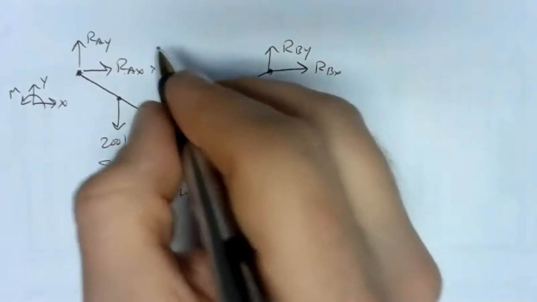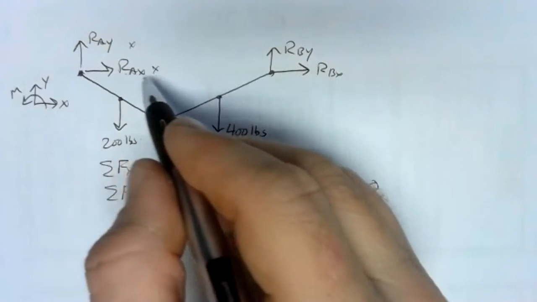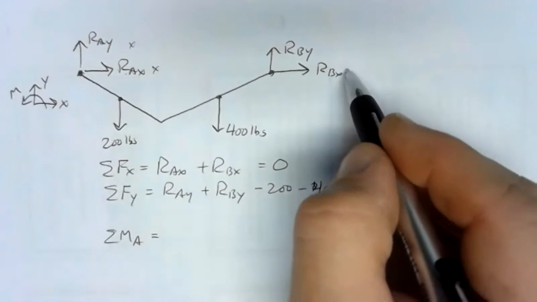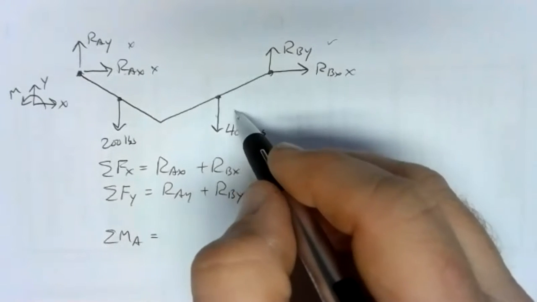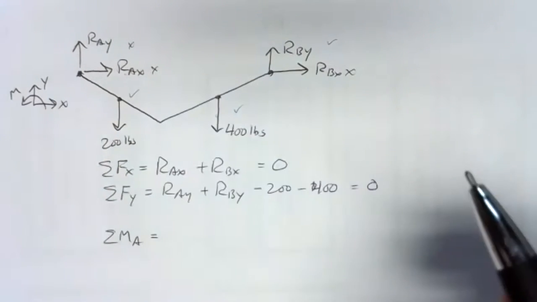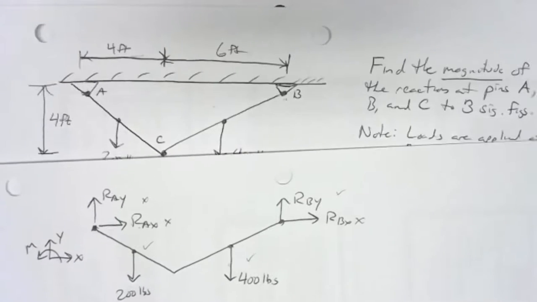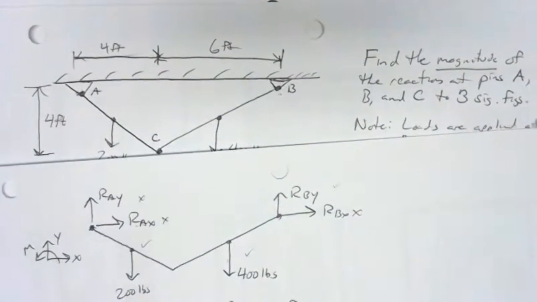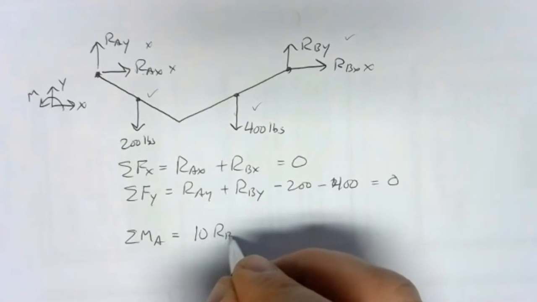That's going to knock out RAX and RAY. And because it's a pretty safe assumption that the ceiling here is level, that it's also going to take out RBX. So we'll just have RBY, the 400-pound force, and the 200-pound force. RBY, according to our drawing, is 10 feet away from A. So we have 10 RBY.